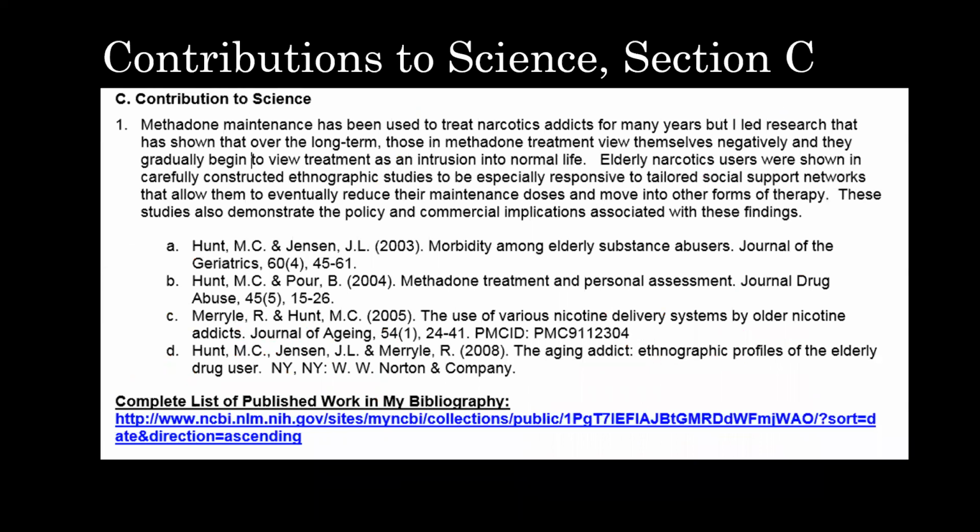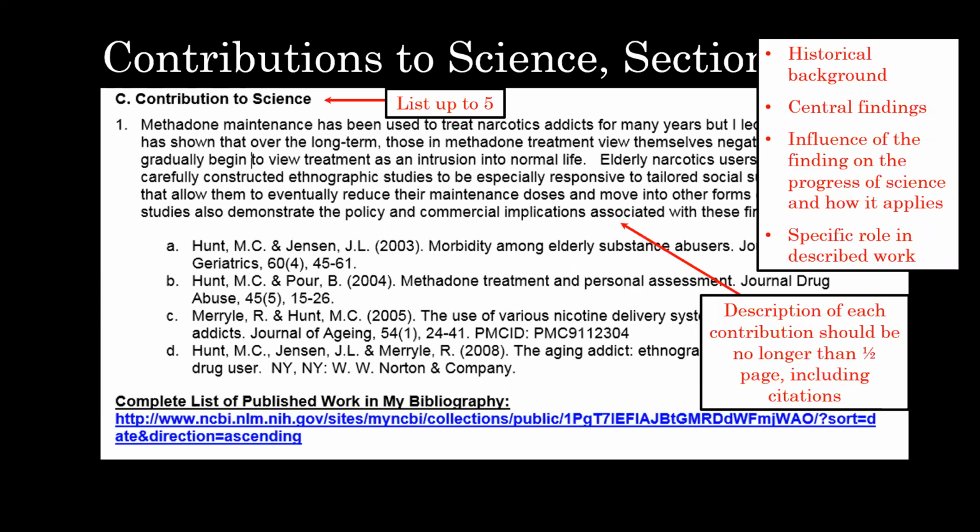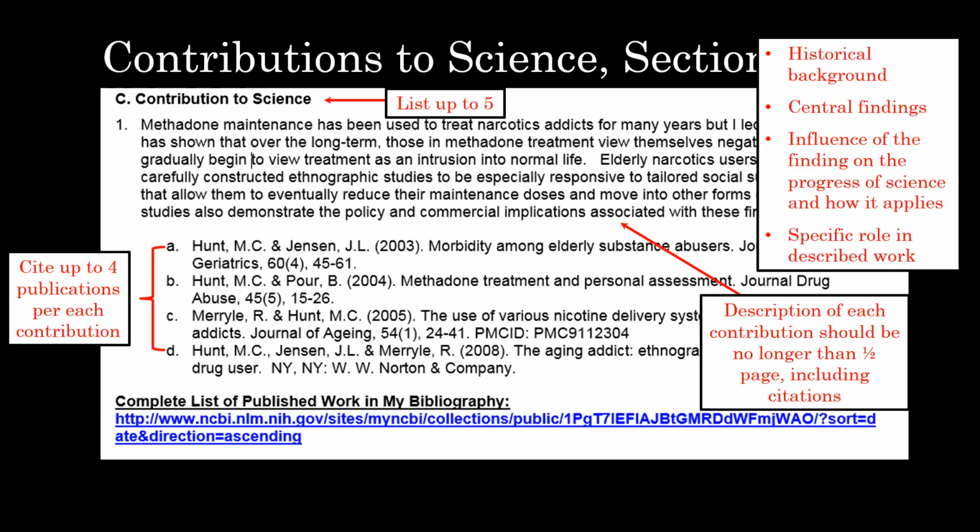Section C, contributions to science. They can list up to 5 contributions, and this would include historical background, central findings, the influence of the finding on the progress of science and how it applies, and a specific role in the described work. Description of each contribution should be no longer than half a page, including citations. And they can only cite up to 4 publications per each contribution.